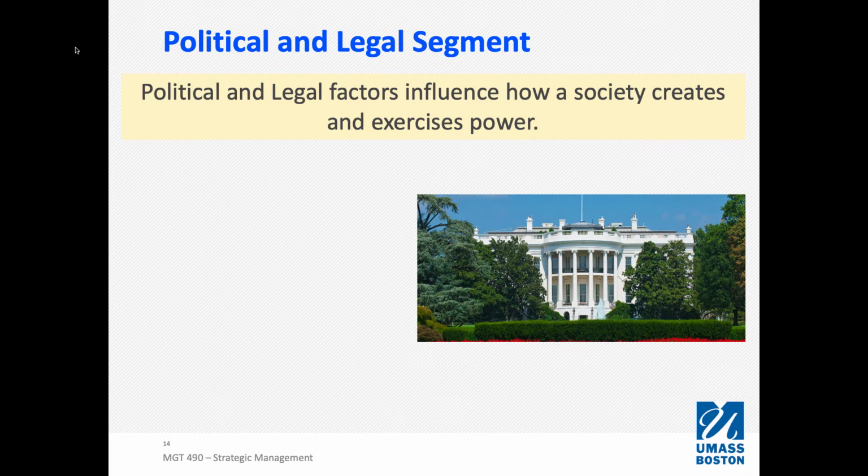All right, political and legal influence how a society creates and exercises power, okay? The whole point of this exercise is to think about the things that could potentially impact the external environment for the companies and the industries that we'll be looking at, all right? What are some things that might fall into the political and legal segment of PESTLE? Trade war. Very good.